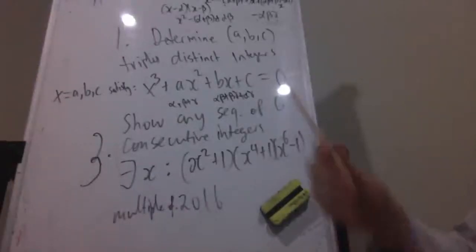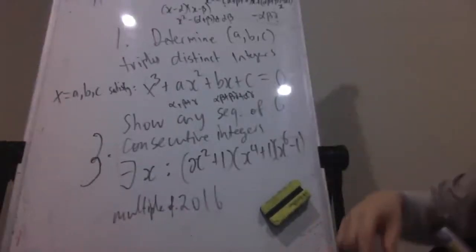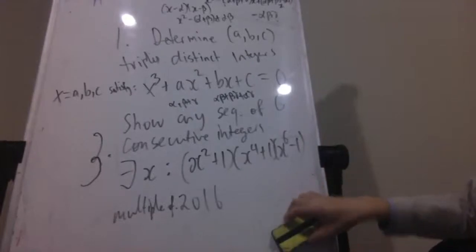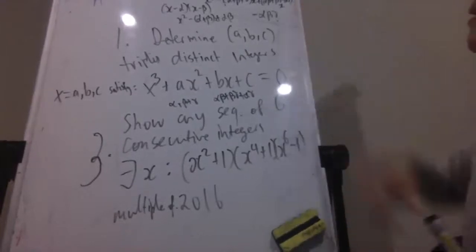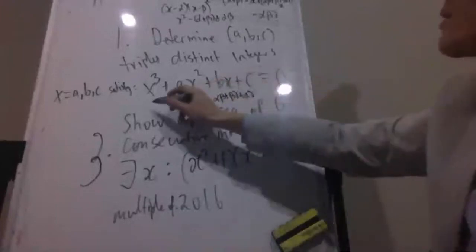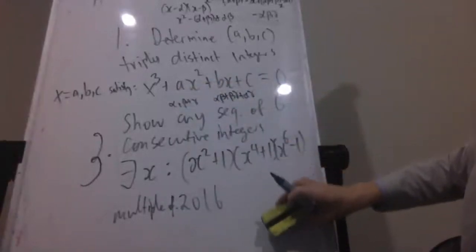Go through it? Yeah. Alright. So basically we're using this thing, right? And that means A is equal to, wait. What am I doing?